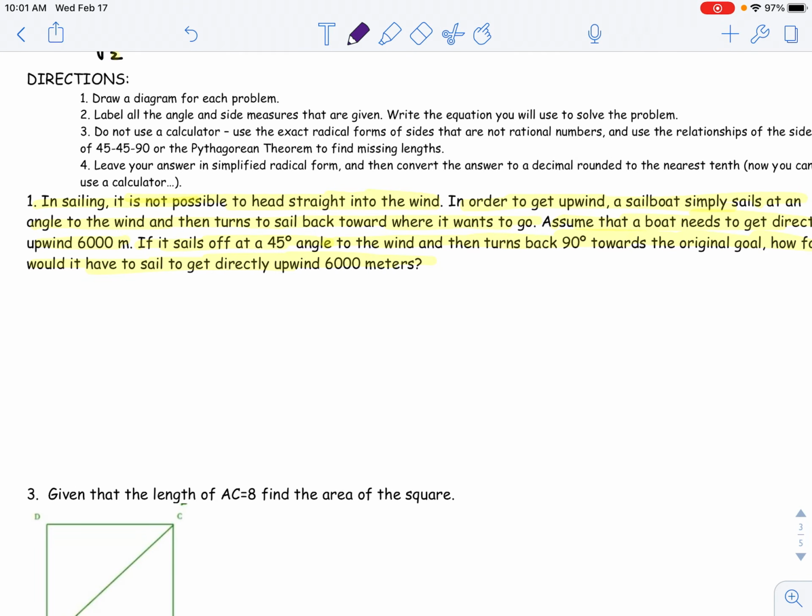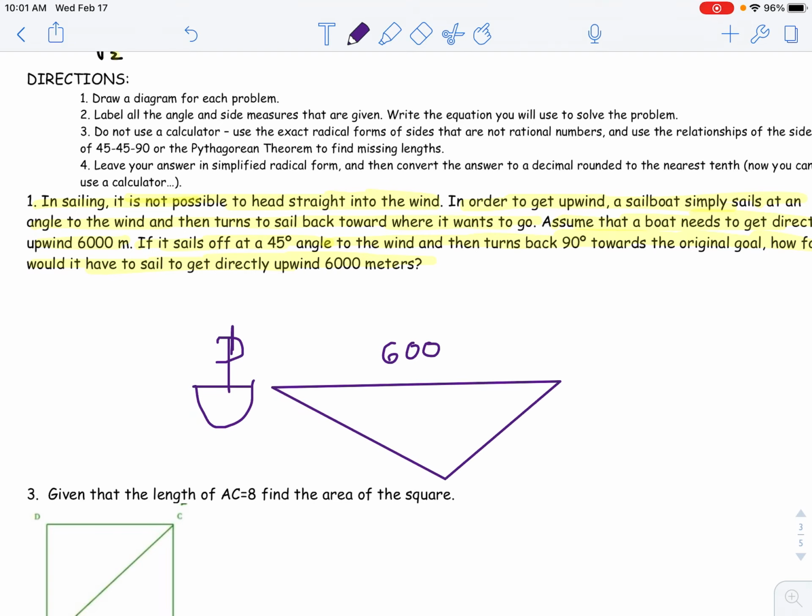So what it's saying here, some boat, we'll even draw this sailboat. Okay, that's my sailboat. It has to go 600 meters this way. But the wind is blowing in the wrong direction, so it's going to go 45 degrees this way, then turn 90 and go that way. So this is a beautiful right isosceles triangle. So it's asking how far total does the sailboat have to go?